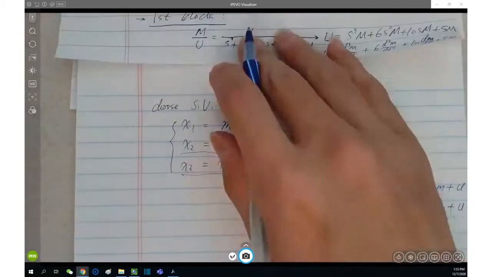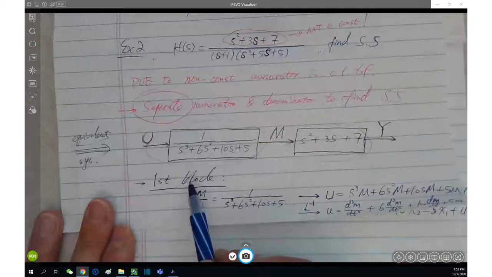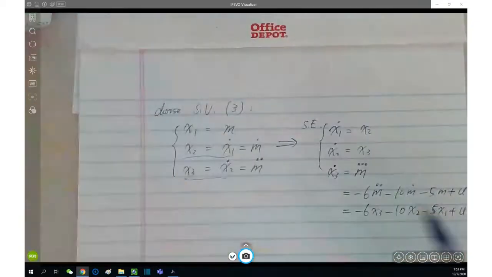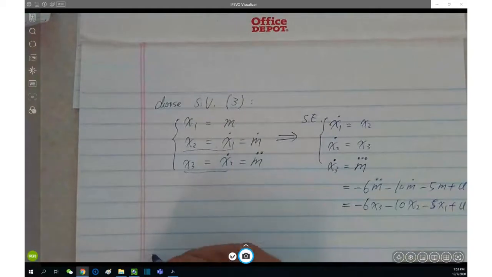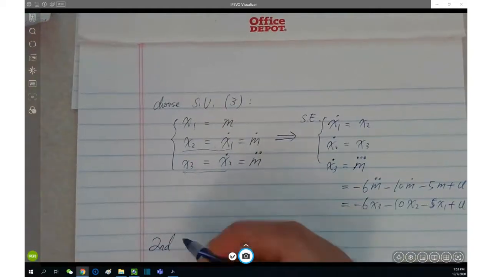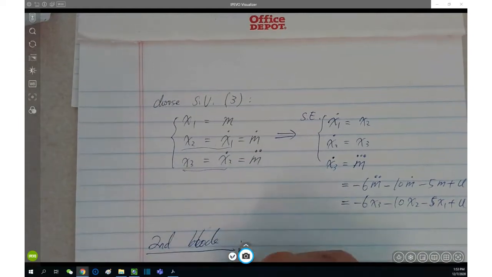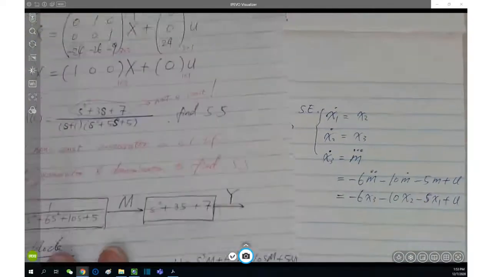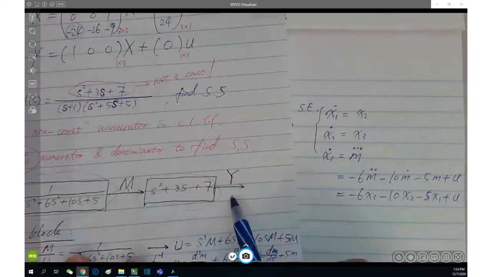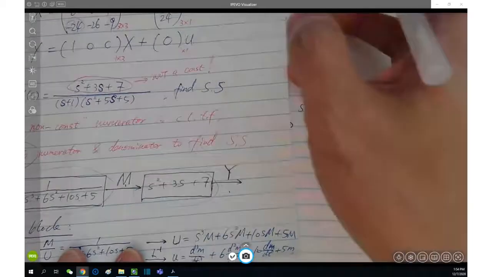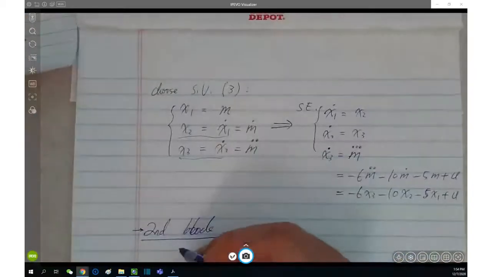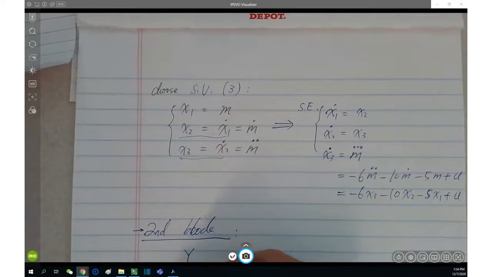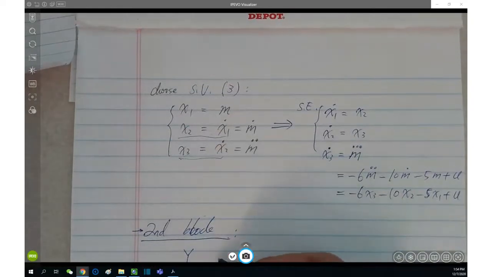Second block. Okay, remember, this is the first block. So far we have taken care of the first block. Now let's go back to the system and take care of the second block. Second block is whom? Second block is here, between m and y. Be very clear. Between m and y, what you have is y over m equals this transfer function, which is s squared plus 3s plus 7.